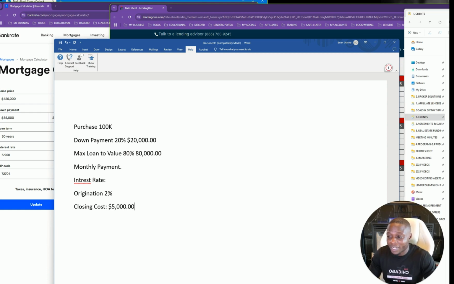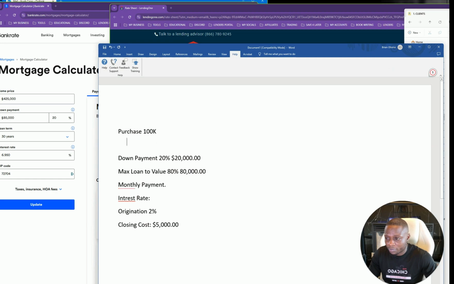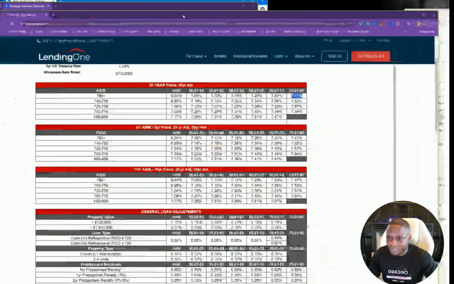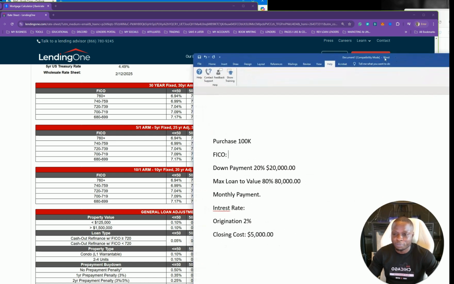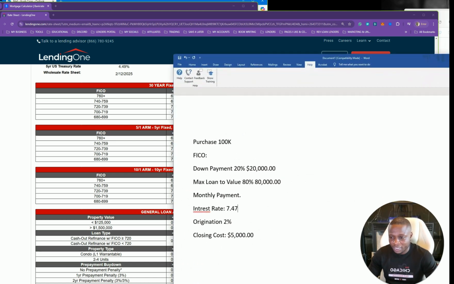We got this borrower on the phone, and he needs to know today what he's going to pay. So now, it's FICO score, critically important. Okay, so we go right here. We go to the FICO section. What does it tell us? 760. It's going to be 7.47%. Okay, let's take into account any discounts that might be associated with this.